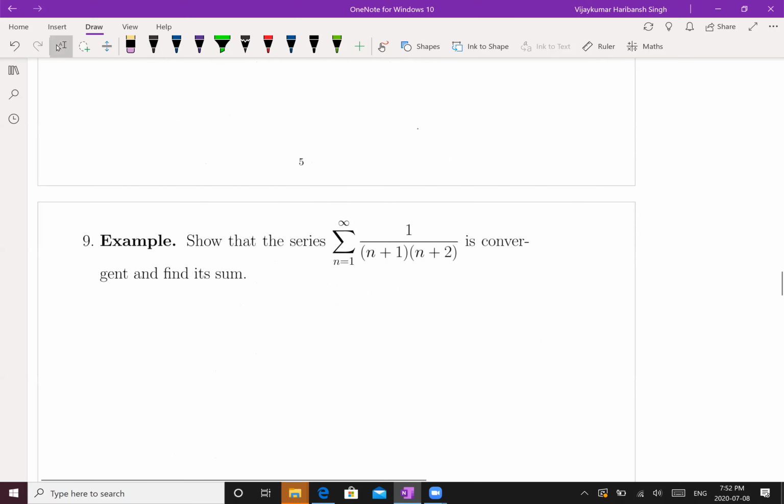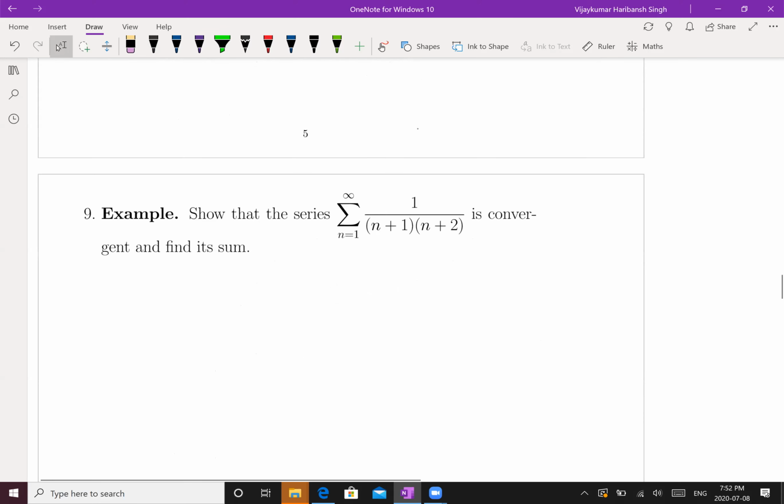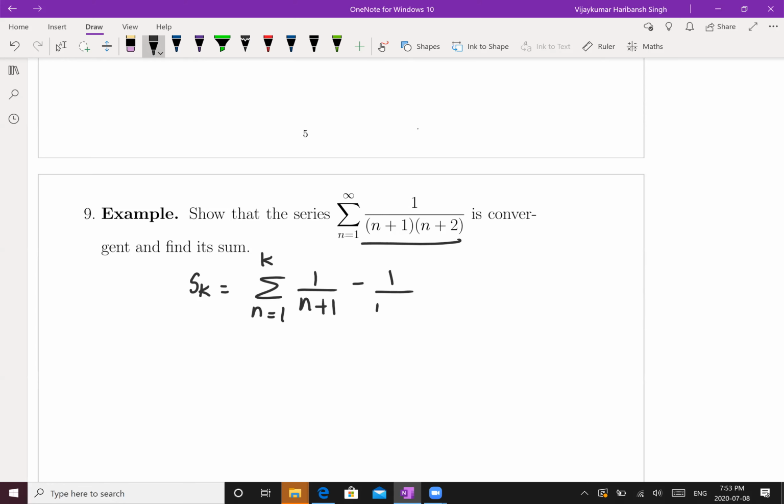Now let's look at the following series. Show that the series given by the following converges, and find what it converges to. Okay. So now let's look at S_k. S_k is going to be the summation n equals 1 to k of 1 upon (n+1)(n+2). Now you can use partial fractions to see that this is going to be 1 upon n plus 1 minus 1 upon n plus 2.